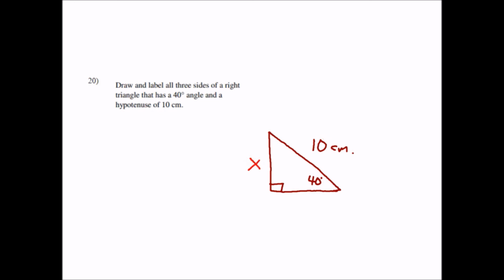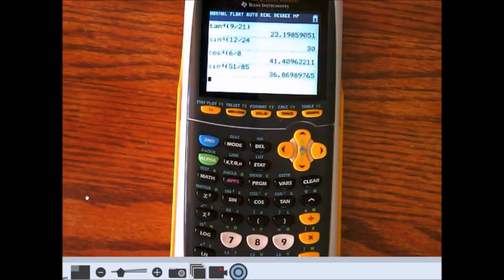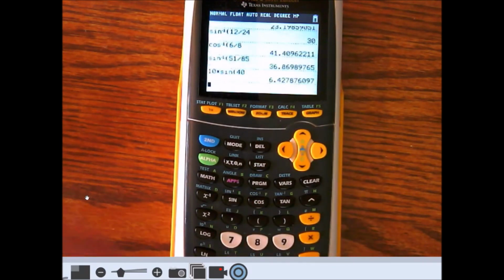Let's solve for this side here. So that's opposite the 40-degree angle. So I'm going to use sine of 40 is equal to opposite x over hypotenuse 10. I'm going to put this over 1 and cross multiply. I get x is equal to 10 times sine 40. So when I solve this, I'm going to get the length of that one side, the opposite side right here. All right, so 10 times sine 40. Let's go 6.4.